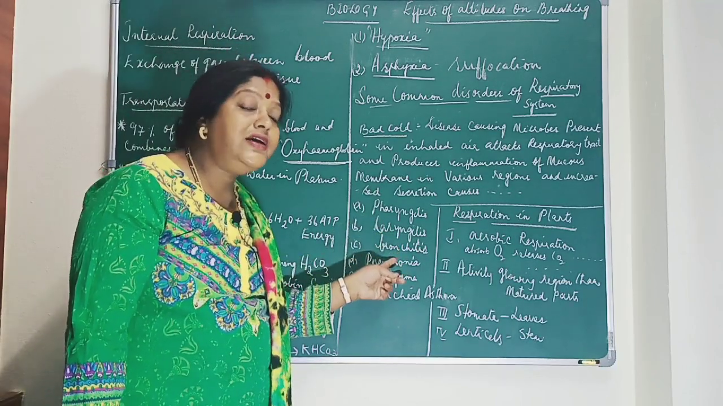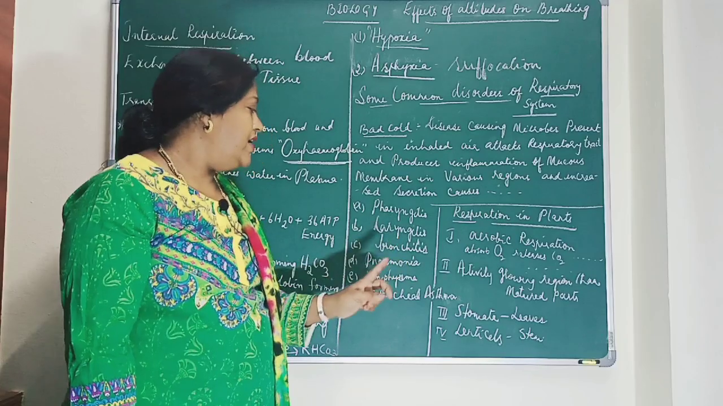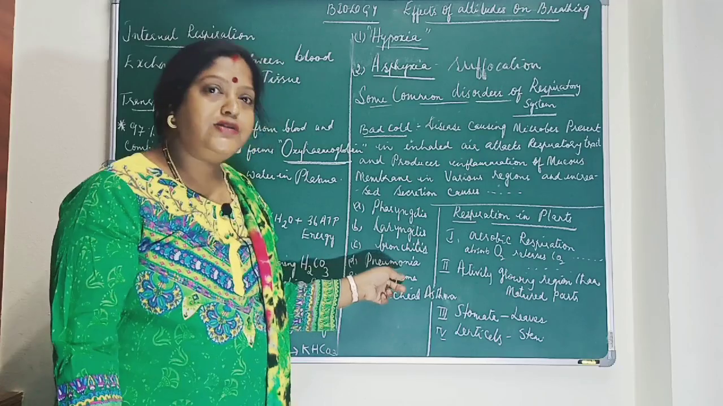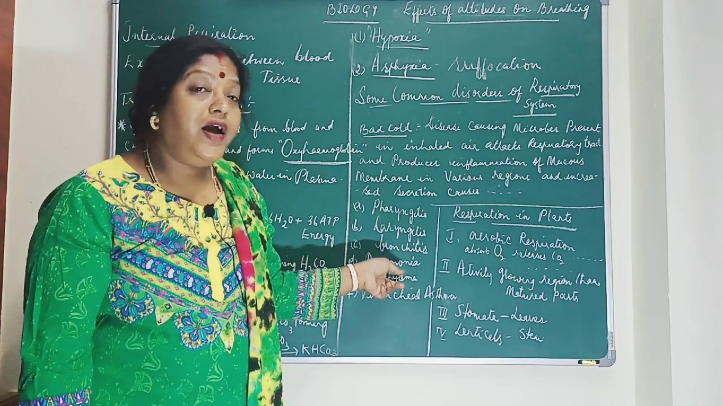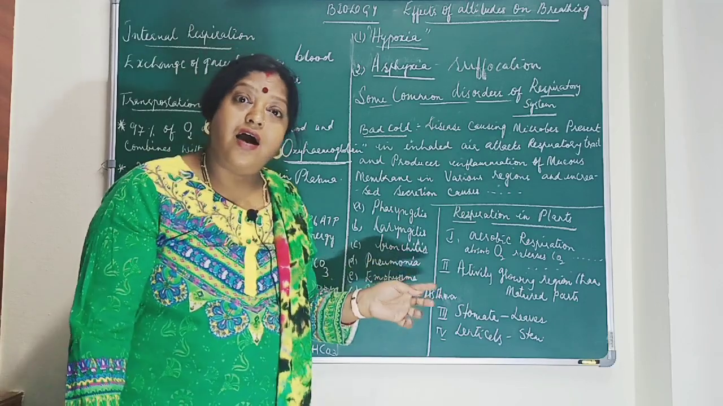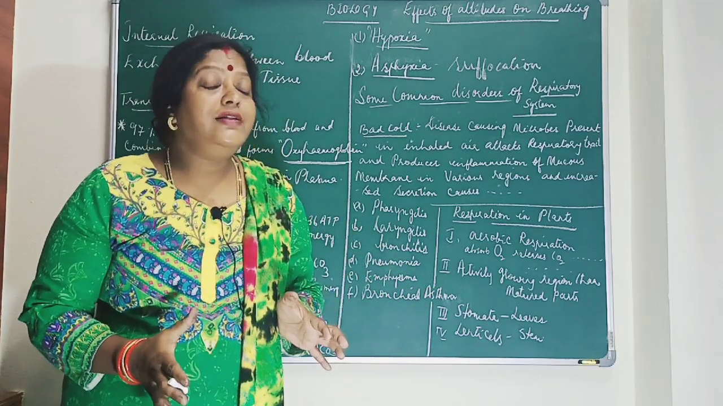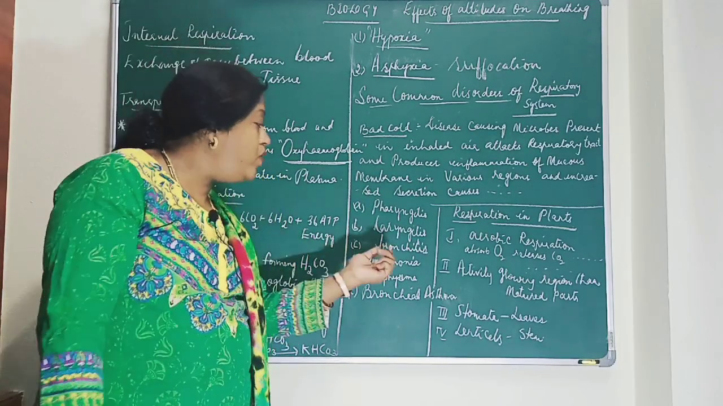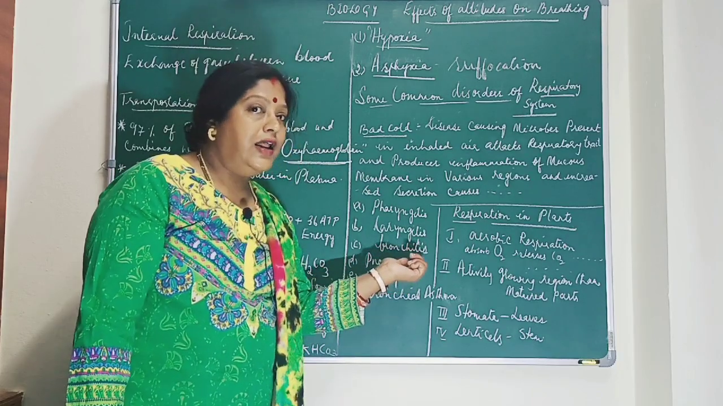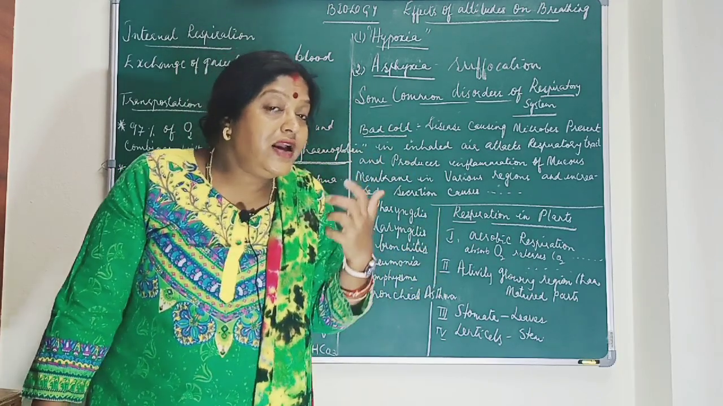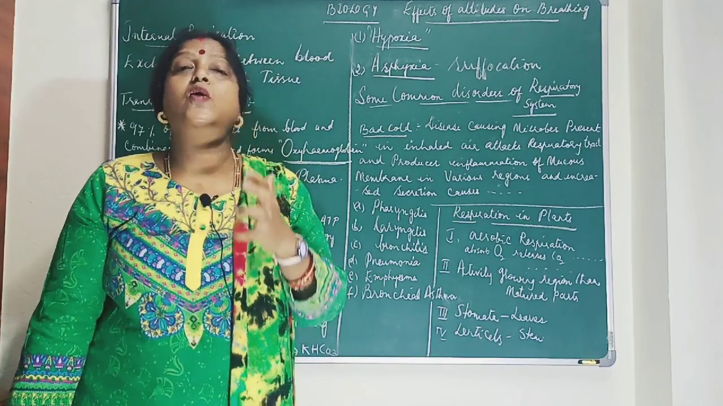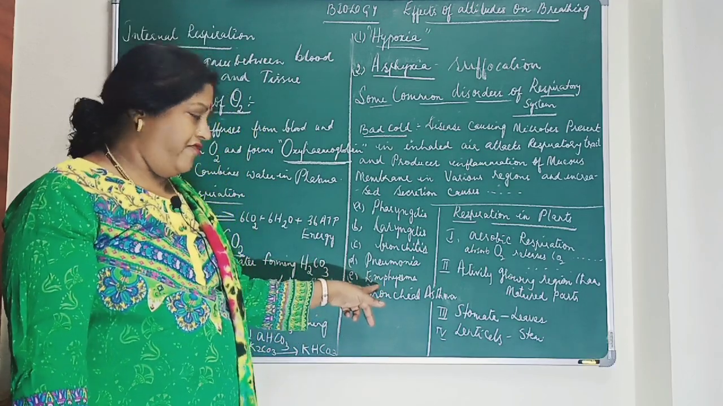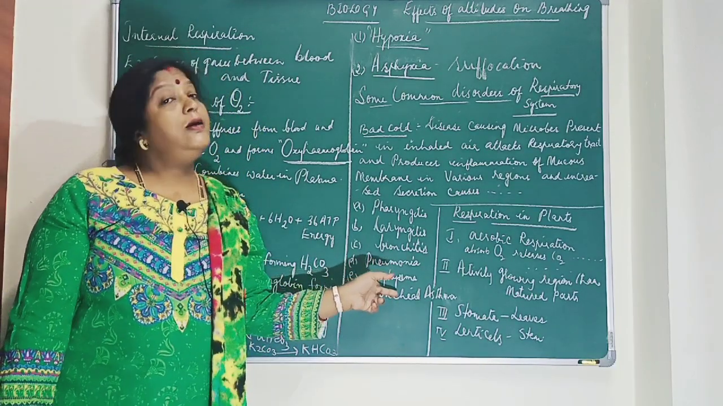So bronchitis is a problem of the bronchioles. Next, pneumonia. Pneumonia is the disease or disorder in the lungs where the alveoli are filled with mucus, and there is no sufficient space for exchange of gases. So pneumonia is the disorder in the lungs where it does not get sufficient air to support life due to accumulation of mucus.